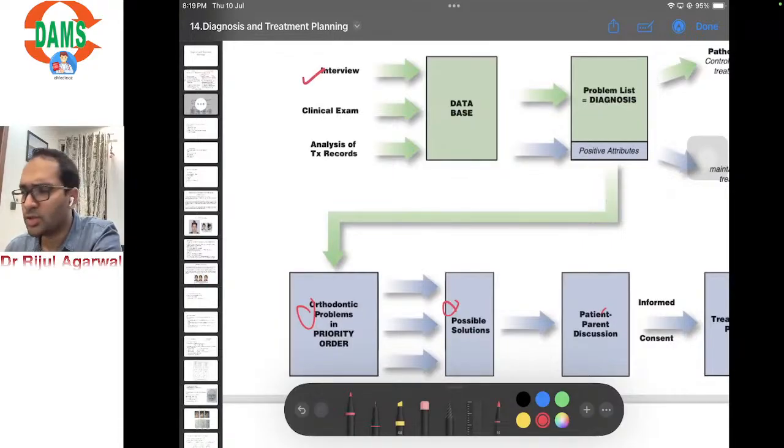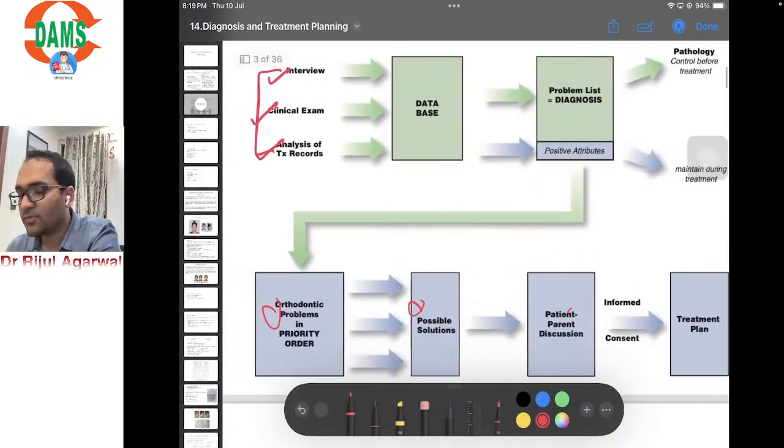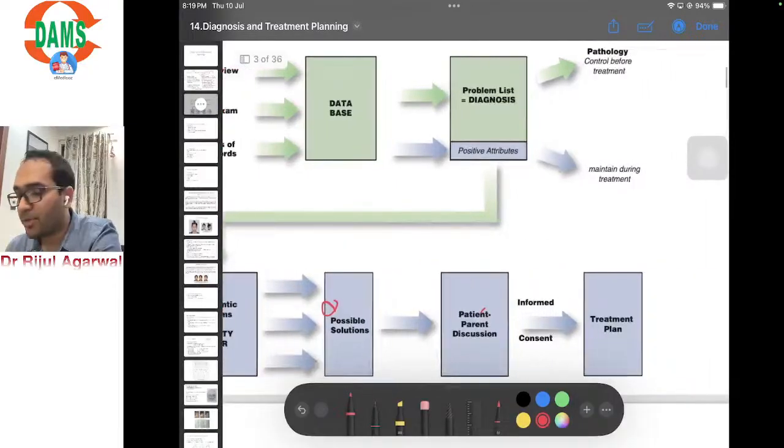Conduct an interview, which means obtain the proper case history, clinical examination, and analyze the treatment records. This all sounds very basic. You must have done it in your third year, when clinical entry happens. From that time only, case history importance is fed into you. But as time grows, we grow old, patient load increases in internship, we tend to forget this whole thing. Okay, so all of this is fed into a database, and based on this we obtain a problem list.